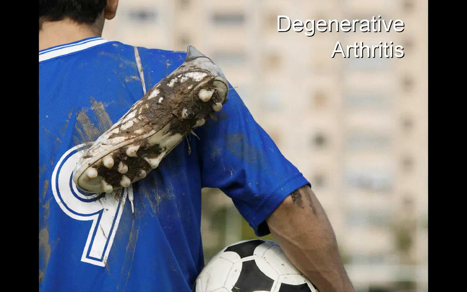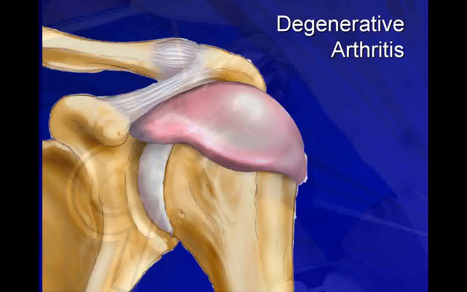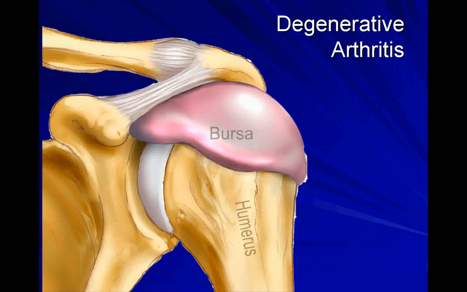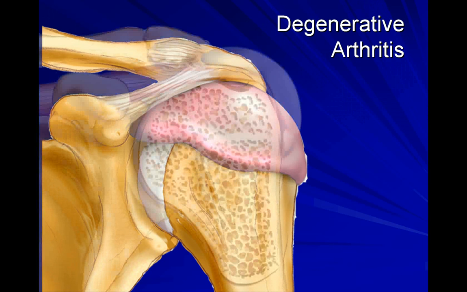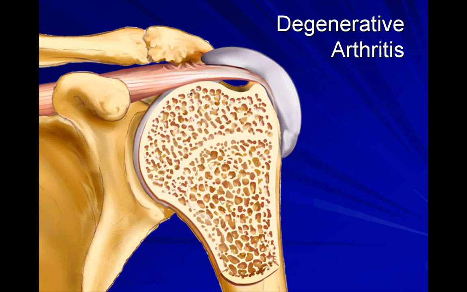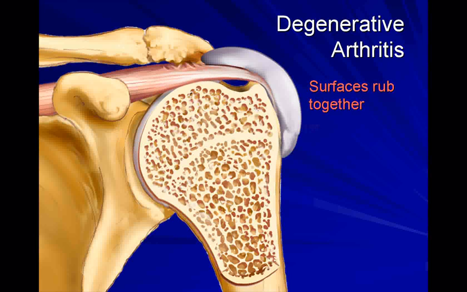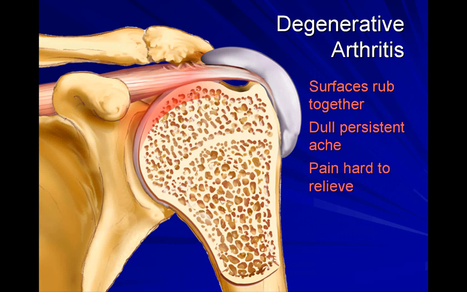Degenerative arthritis is the result of the normal wear and tear that can occur to the bones, cartilage, and bursa of the shoulder. Over time, the smooth head of the humerus, the upper arm bone, degenerates. When that occurs, the cartilage and bursa no longer protect joint surfaces as they rub together. The pain associated with degenerative arthritis is a dull, persistent ache that is aggravated by activity. Without proper treatment, the pain becomes harder to relieve and joint immobility increases.